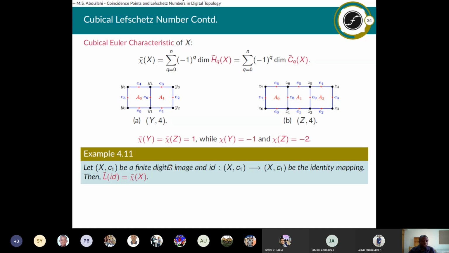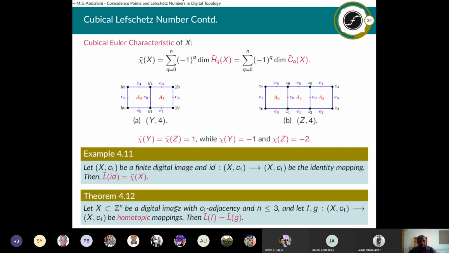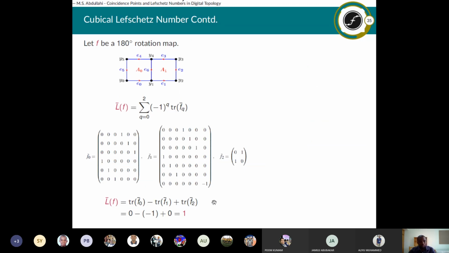Similar to the way we found the Lefschetz number of identity, the cubical Lefschetz number of identity is the same as the cubical Euler characteristic. And the beautiful thing about this cubical Lefschetz number is that it is homotopy invariant. That means for any two functions that are homotopic, they will have the same Lefschetz number. There is an example also with this, similar to the way we calculated it. Maybe I will just rush up.